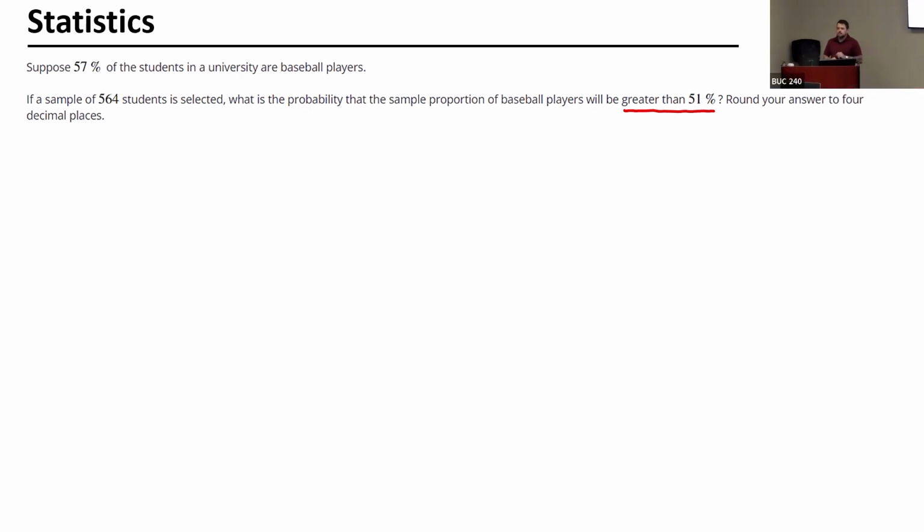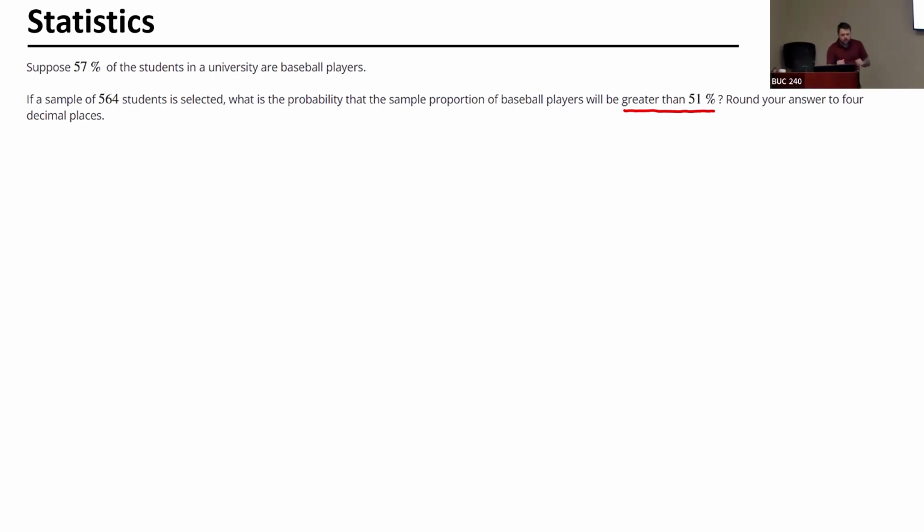You need to check your np, but this one's kind of obvious. Come on, I got 564. My np is probably going to be greater than 10. My n(1 minus p) is probably going to be greater than 10. But you should go ahead and get in the habit of doing it, okay? But now let's start parsing everything else out.